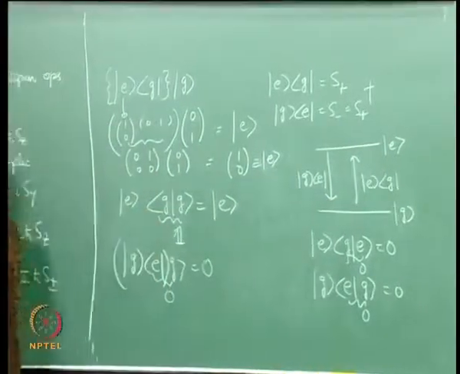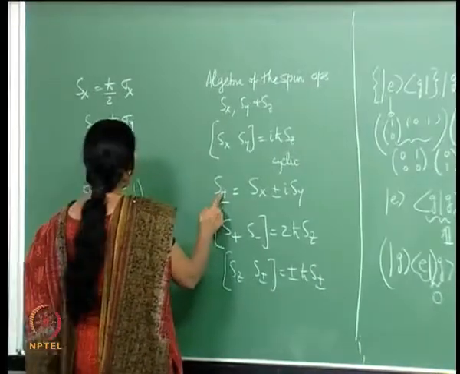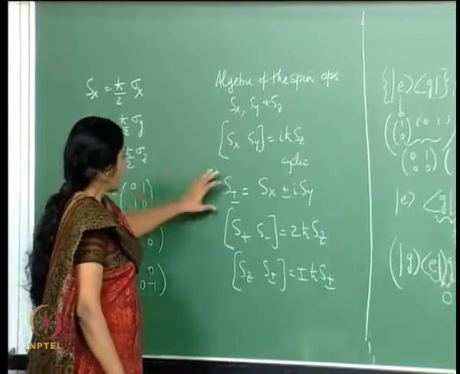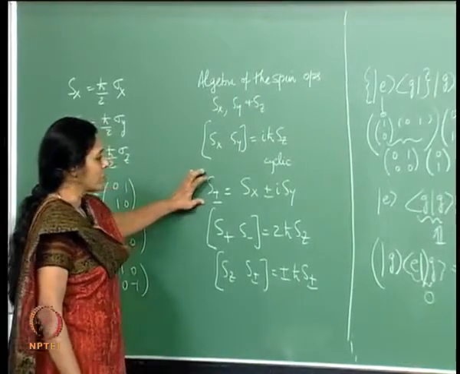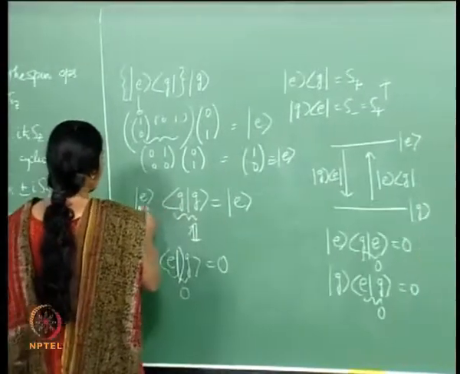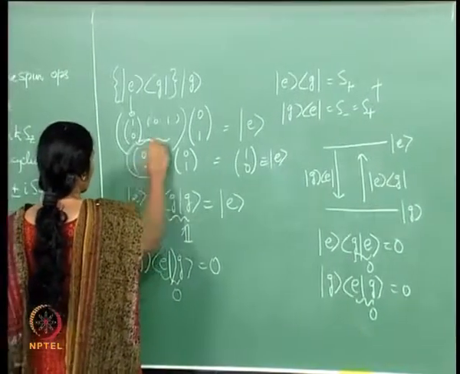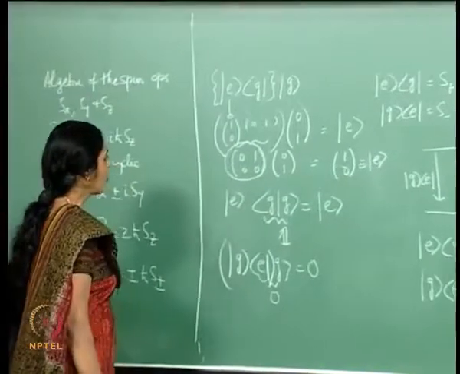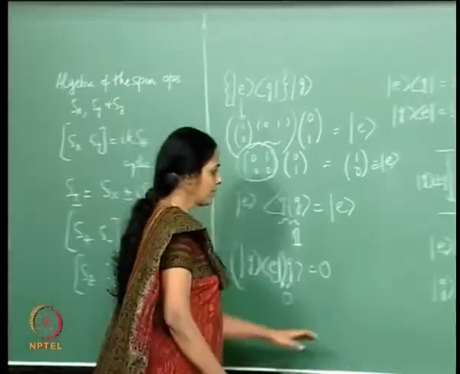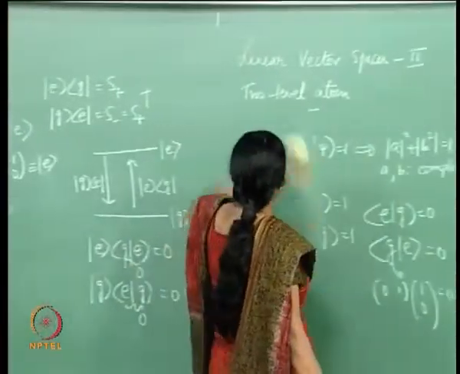If you look at this and you put in the matrices for Sx and Sy and find out the matrix representation of S plus, you will find that the matrix S plus is precisely this, 0 1 0 0. You can do that right away and check out that that is indeed true.